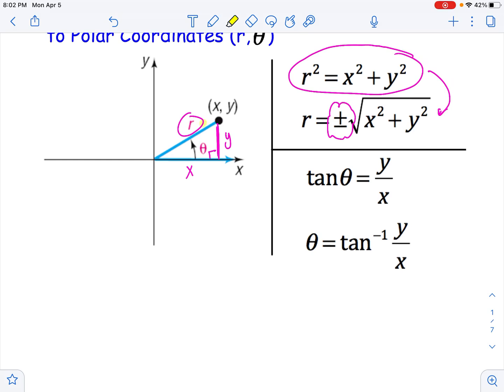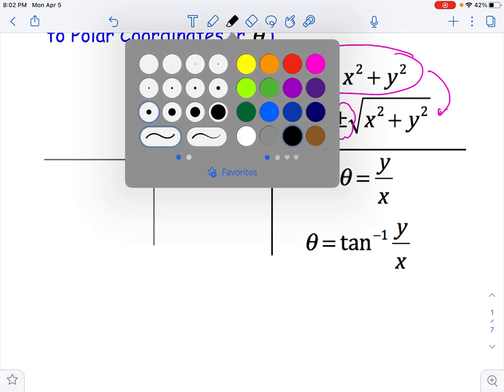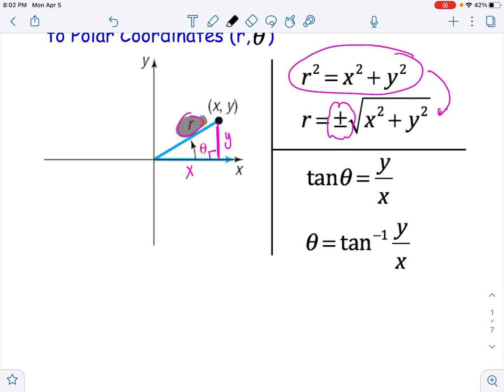All right, so theta is a little bit of a different story. If I know y and x, so again, I'm going to ignore the fact in this case that this is r, how can I find theta? Well, I know y is the opposite side and x is the adjacent side. So that lets me figure out that tangent of theta is equal to y over x, right? Opposite over adjacent.